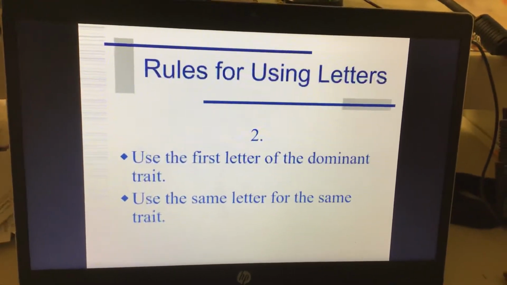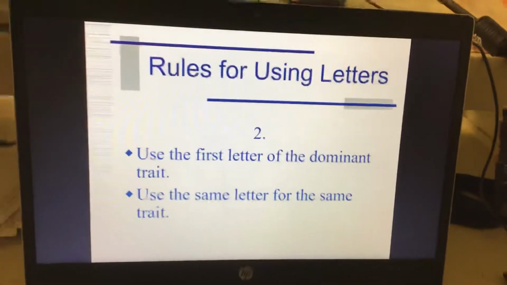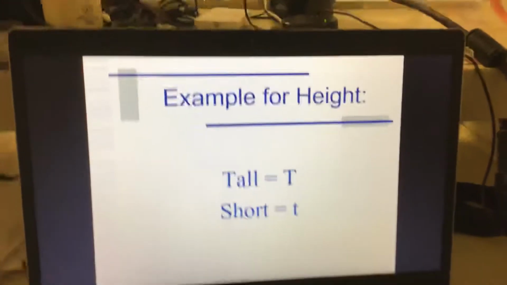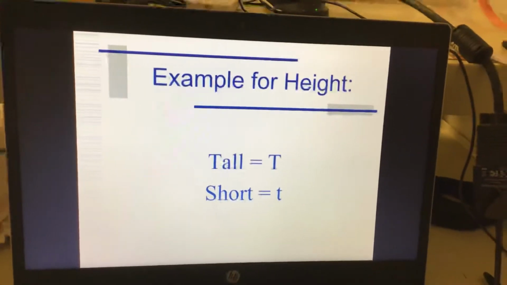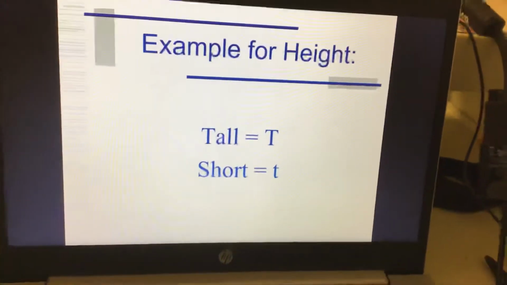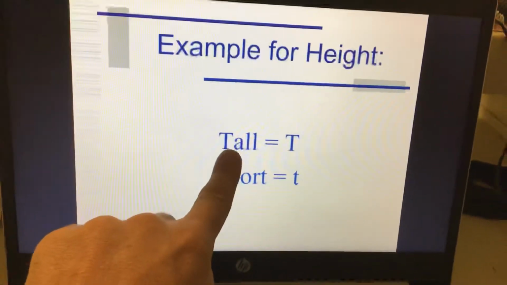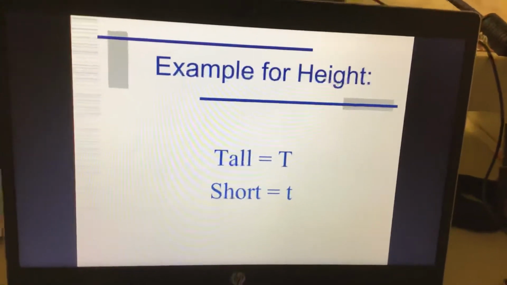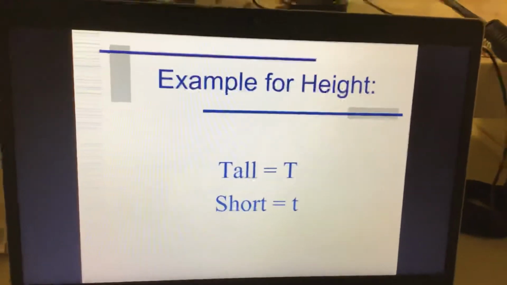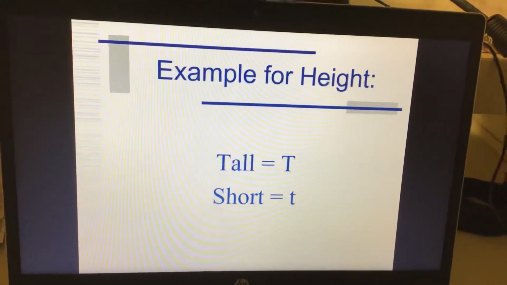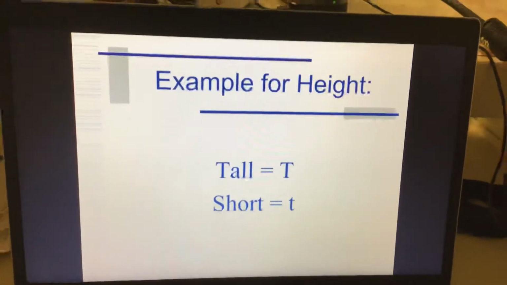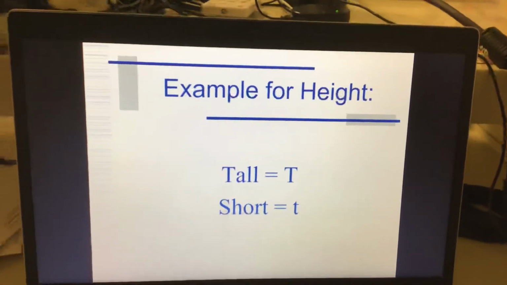same letter for the same trait. So, example right here, if we're talking about pea plants and we're saying tall is dominant to short. First of all, we're going to use T because it's the dominant trait. Okay, we're not going to use S since short is the recessive. But we're going to use T, and a big T, a capital T, is going to represent a tall, and a little t is going to represent a short gene.